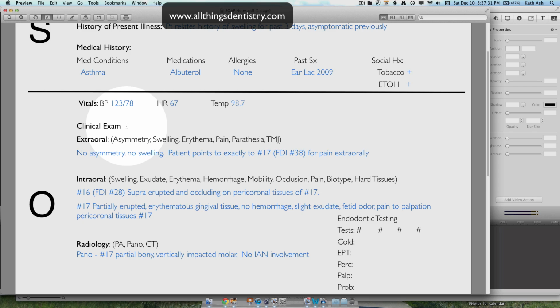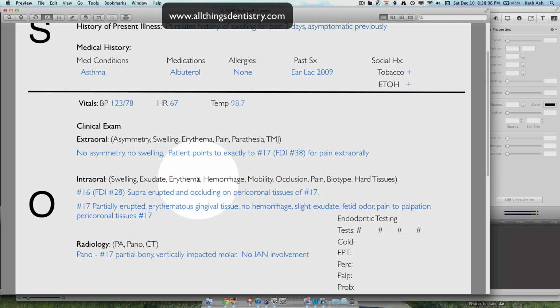We start off extraoral, looking at, and these are just notes so I remember, any asymmetry, swelling, redness or erythema, pain, paresthesia, and any joint issues. I typically will write that there's no asymmetry, no swelling, and the patient pointed exactly where the pain was coming from. Again, on intraoral, same thing, a systematic walkthrough.